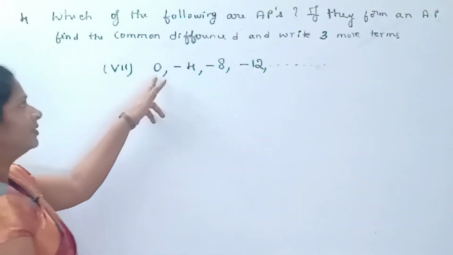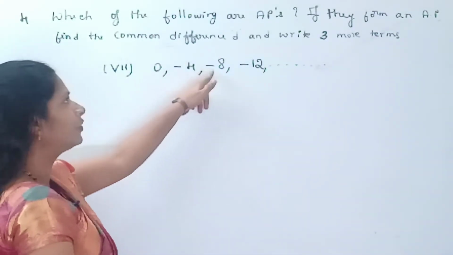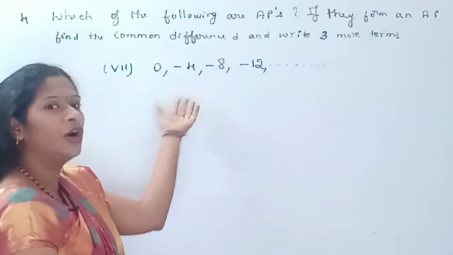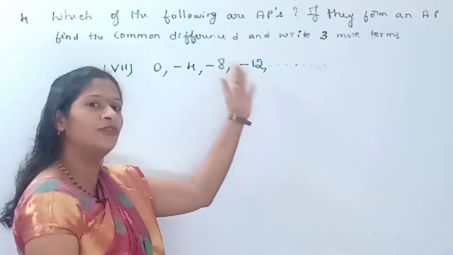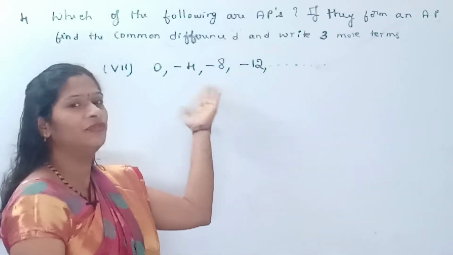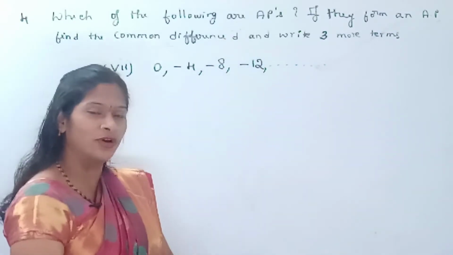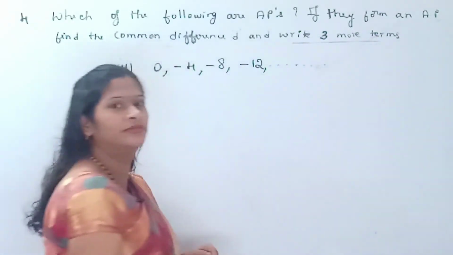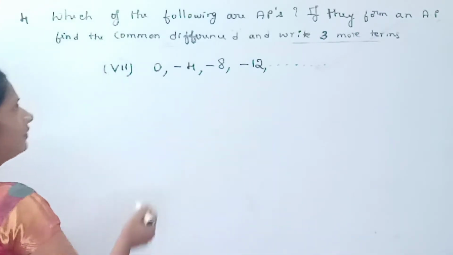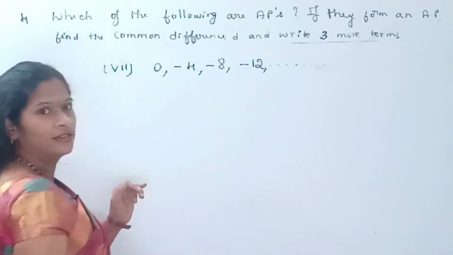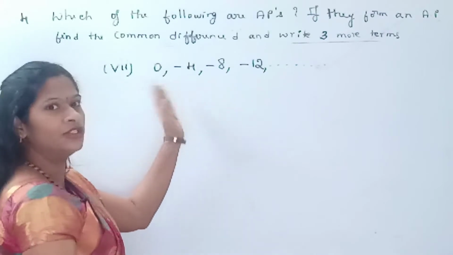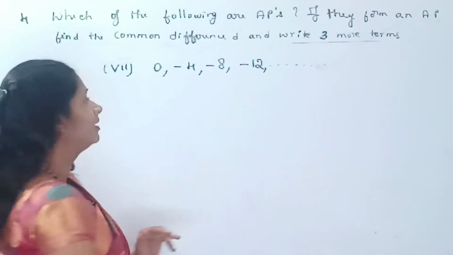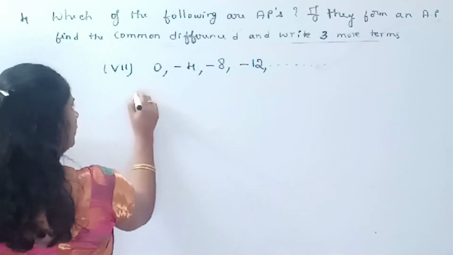See the list of numbers 0, -4, -8 and -12 and so on. Now you have to check whether this list of numbers forms an AP or not. If it forms an AP, then you have to write its 3 more terms. Is it clear? So let us find common difference first. After finding the common difference, you can come to conclusion whether this list of numbers forms an AP or not. So find the common difference.